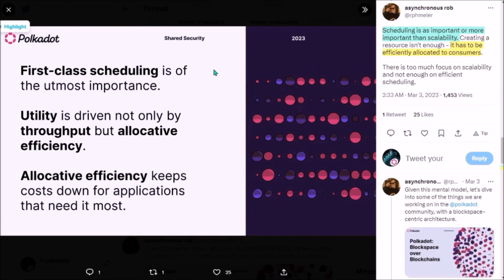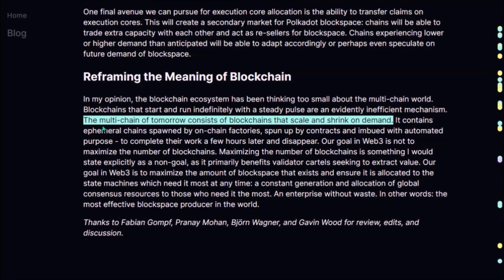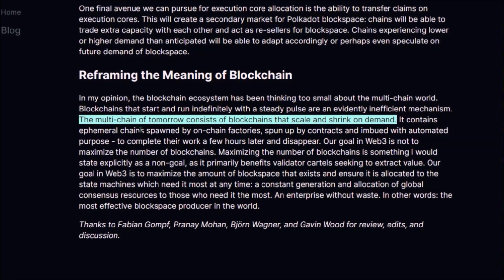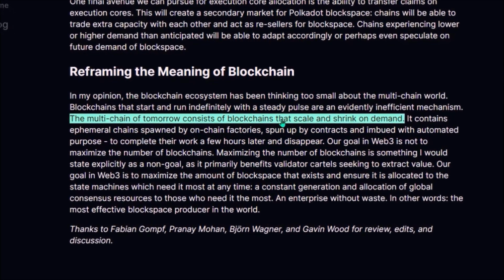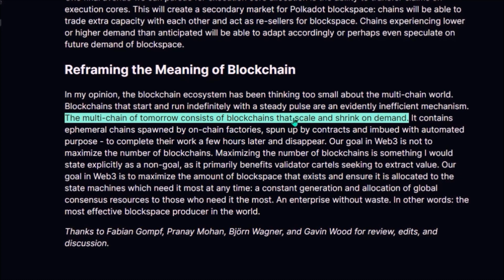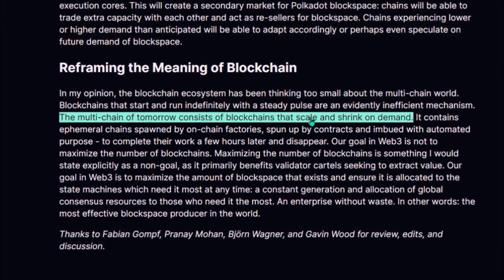So this maximum efficiency of block space utilization seems to be a very challenging task to solve, but Polkadot is ready to tackle this issue with a tool called scheduling, simply because Polkadot's architecture was already designed with the block space concept. Robert Habermeier concluded his block space post by stating that in the future, multi-chain space will be comprised of blockchains that will be able to scale or shrink based on the current demand for their block space.